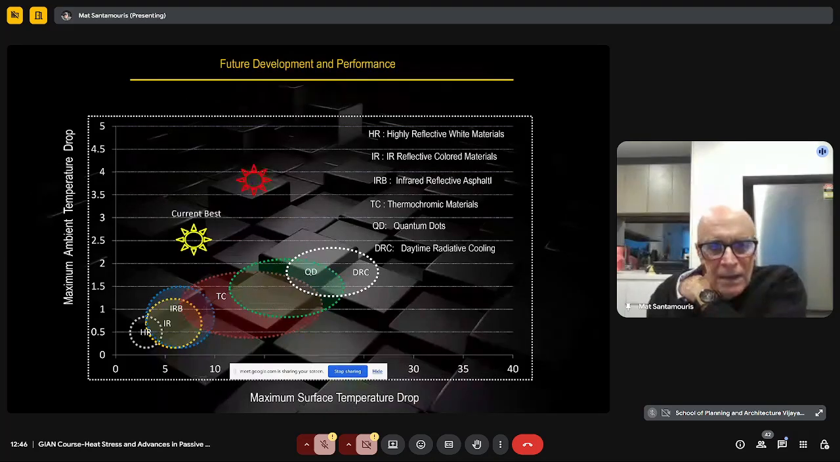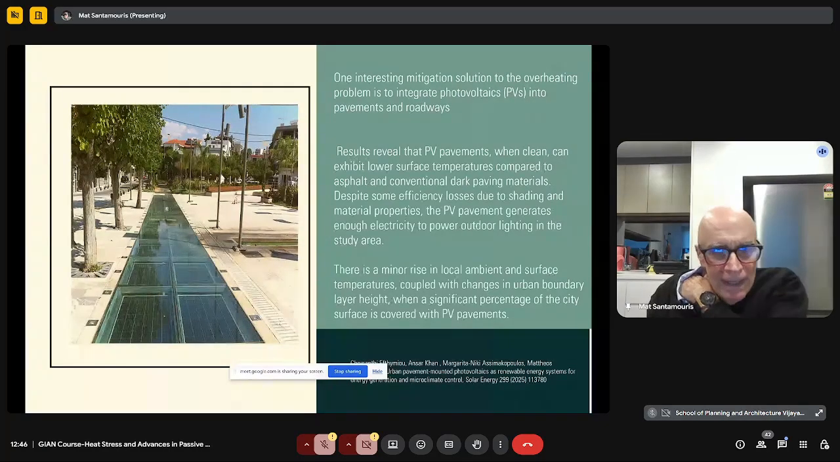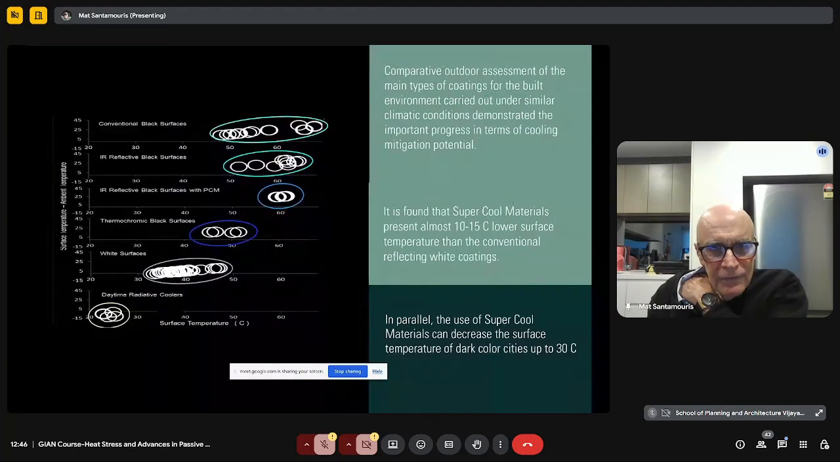So in reality, we have tremendously improved the target from 2.5 degrees maximum mitigation potential we had some years ago. Now we can decrease the temperature of cities by up to 4.5 degrees. Another technology that I have already presented to you is photovoltaic pavements, which may help to provide electricity and substitute black asphalt or black materials, and at the same time have lower temperatures.